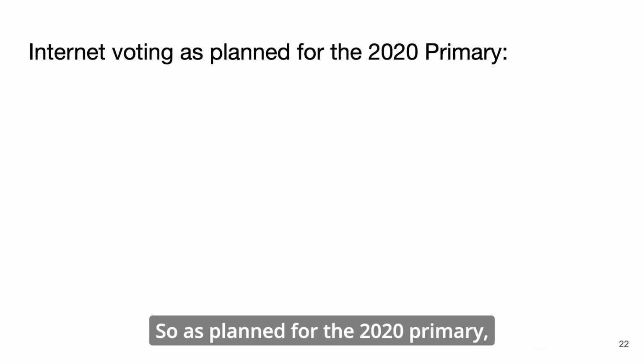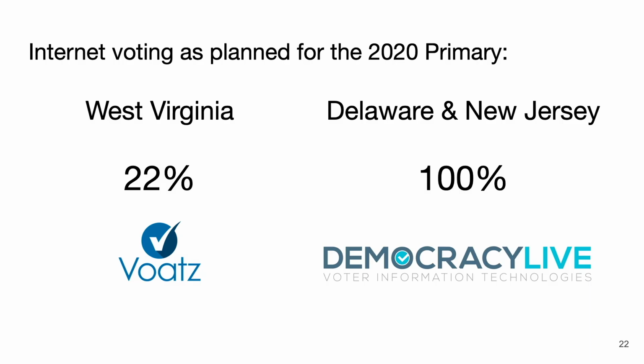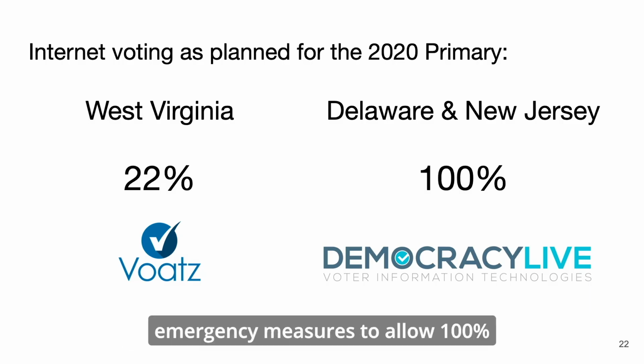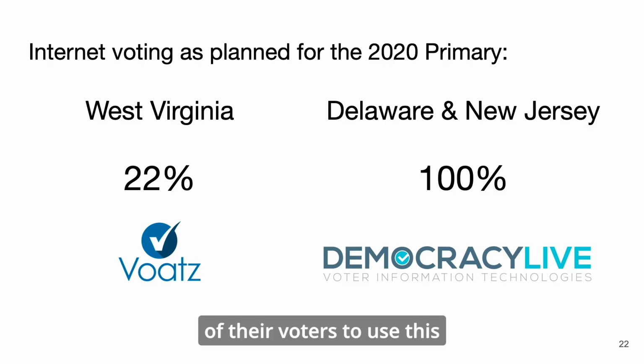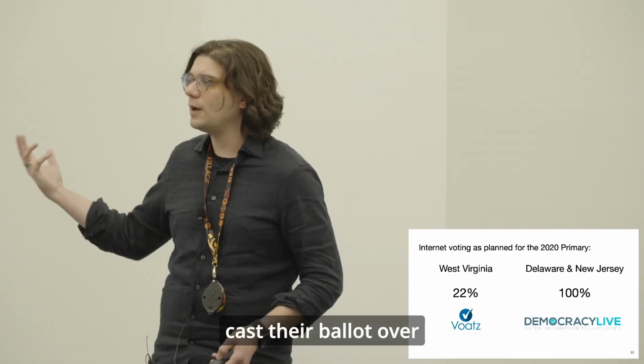So as planned for the 2020 primary, roughly 22% of voters in West Virginia were going to use the system called Votes. And actually in Delaware and New Jersey, they both passed emergency measures to allow 100% of their voters to use this other system by Democracy Live. So literally anyone could have signed up during the primary to cast their ballot over the internet.